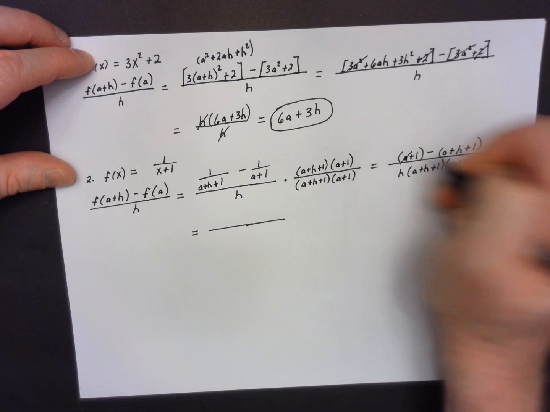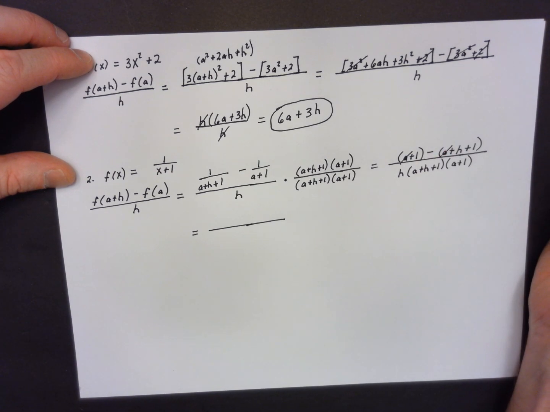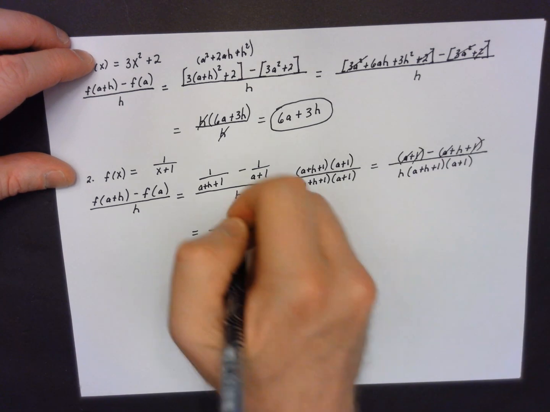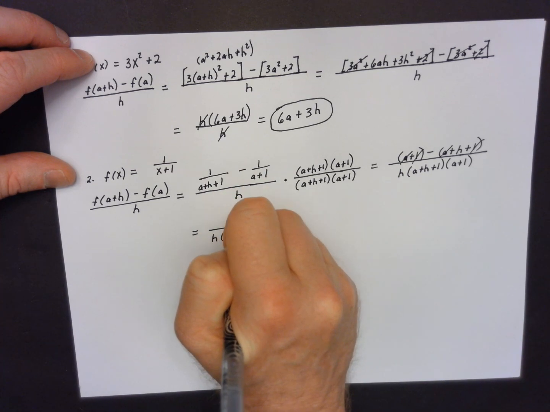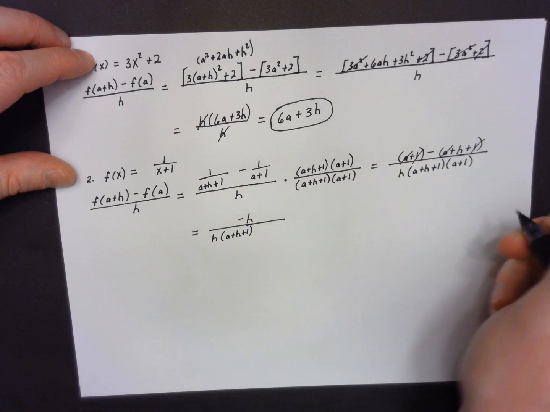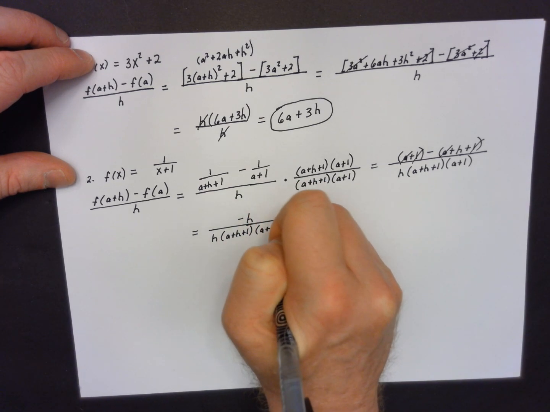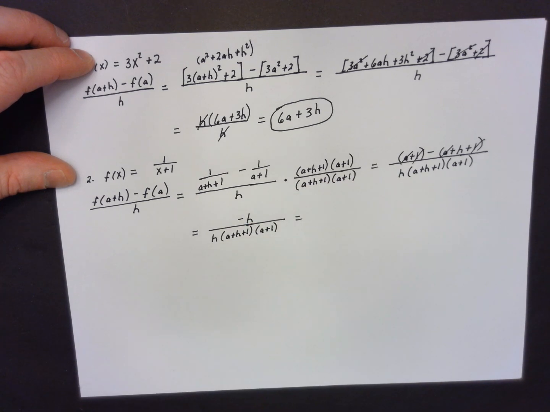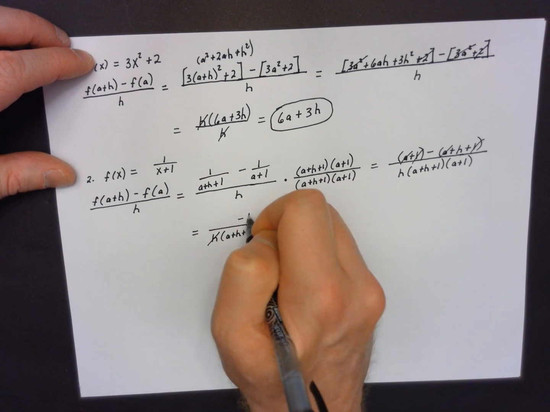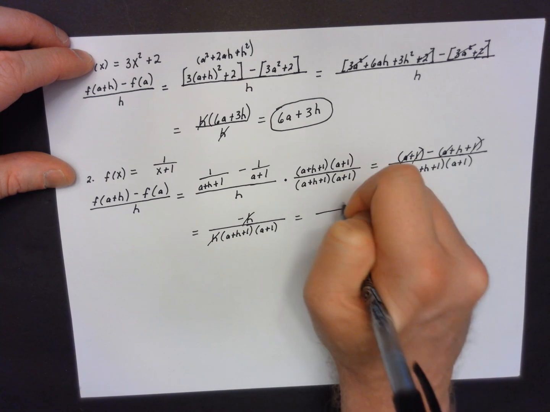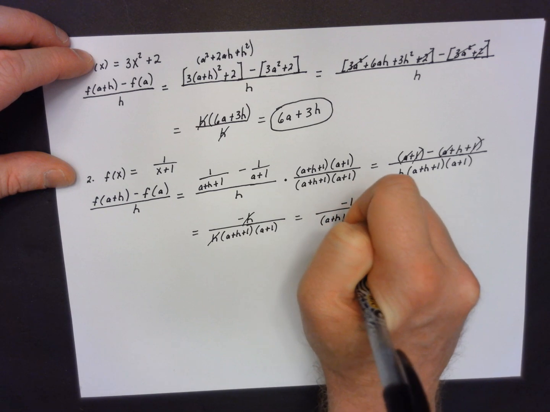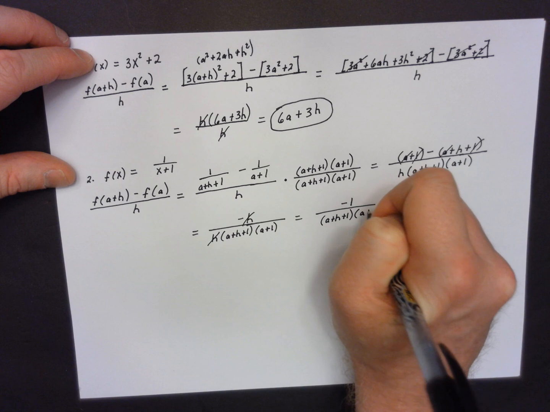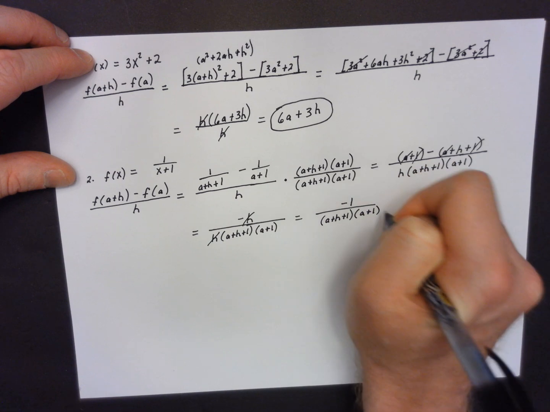If I cancel, I can say a minus a goes away. 1 minus 1 also cancels. So the only thing I have remaining in that numerator is a negative h. So negative h over the factor, h times a plus h plus 1 times a plus 1. Now I can cancel out the factor of h in common in the numerator and denominator and say when that cancels in the numerator, I have a negative 1 remaining, all divided by a plus h plus 1 times a plus 1. Final difference quotient problem.